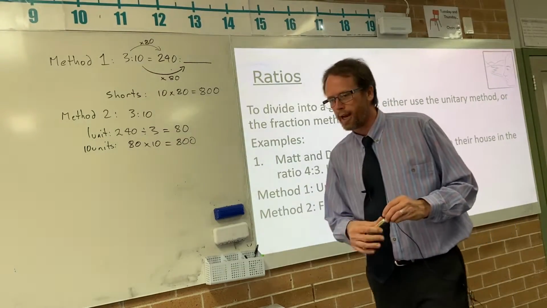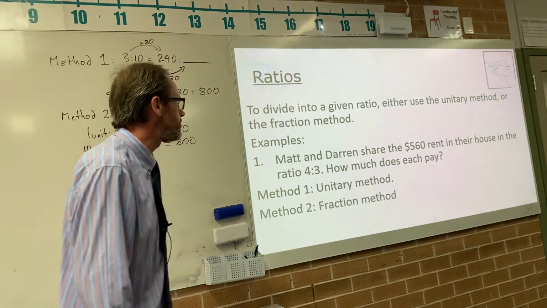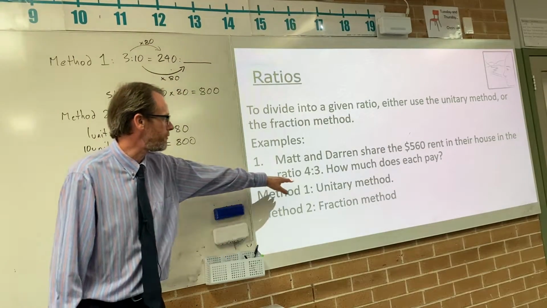Matt and Darren share $560 rent in their house in the ratio 4 to 3.